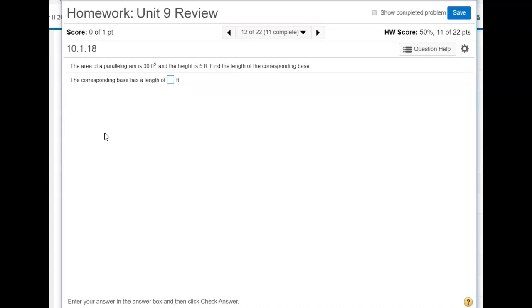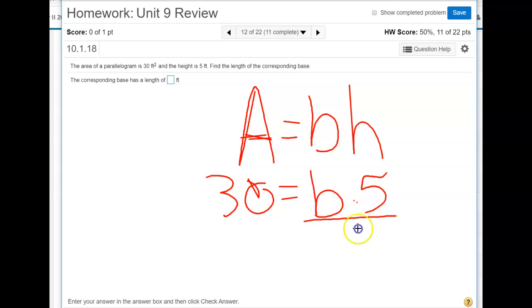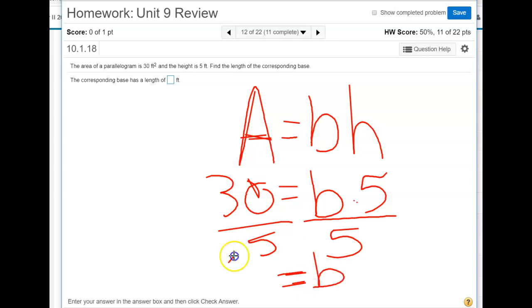Okay, I've been told the area of a parallelogram. I'm going to write out that formula. We've got A equals base times height. We know our area in this case is 30. We don't know the base, but we do know the height is 5. And we saw one of these on our last quiz. We are solving for the base. So in this particular case, your base is equal to 30 divided by 5, which ends up being 6.